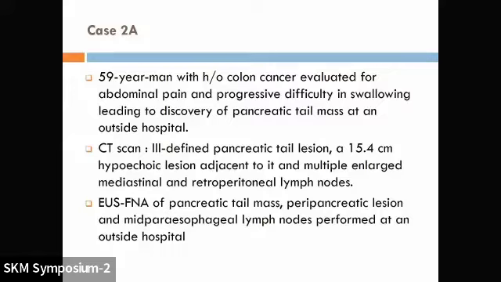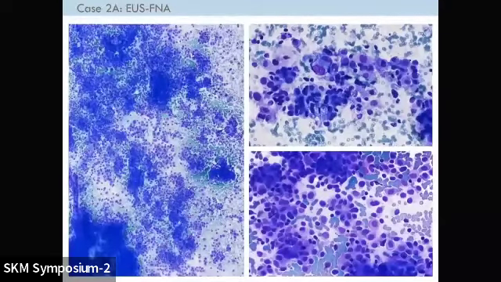On CT scan, a couple of things were identified. First, there was a pancreatic tail lesion, which was ill-defined, and there was a large 15-centimeter lesion adjacent to it, along with multiple enlarged mediastinal and retroperitoneal lymph nodes. Sampling via EUS-FNA was performed of the pancreatic tail lesion, the lesion adjacent to it, and the lymph nodes. And this was done again at the outside hospital, and we received the specimen as a consult.